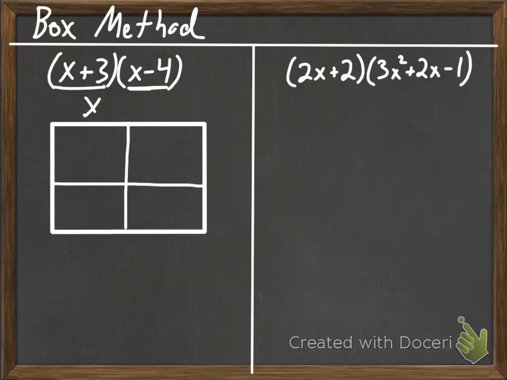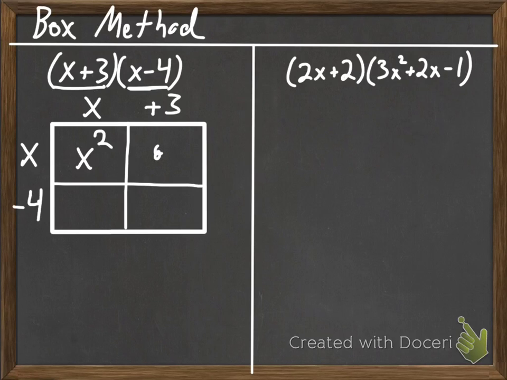Up here I'm going to put my x plus and my plus 3. On the left I'm going to put my x and my negative 4. And then what you're going to do is you are going to multiply things inside the box. This is kind of like the Punnett squares from biology. So in this square we're going to multiply x times x. X times x is x squared.